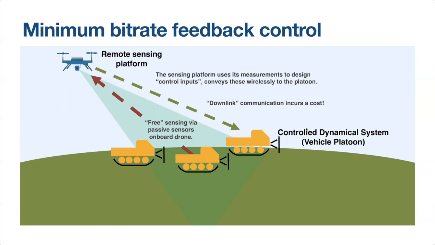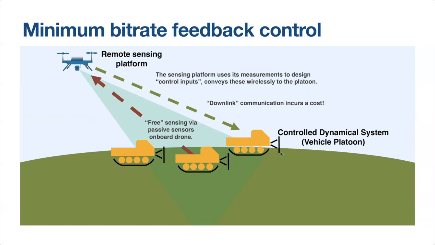So imagine that we have a remote platform, like the drone in the slide, that's observing a dynamical system, like the vehicle platoon, that it's also controlling. It's going to use the measurements it makes to decide which control commands it should convey back down to the platoon. In this scenario, we're going to assume that the drone has a very expensive camera, so that it can make arbitrarily good measurements of the platoon, essentially for free.